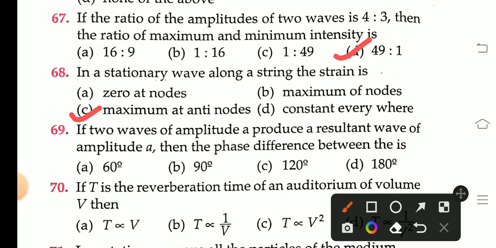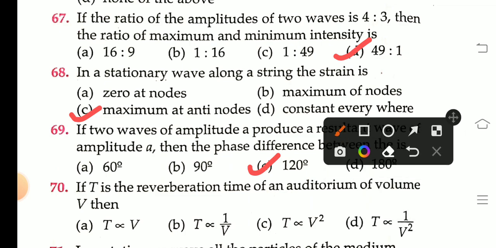Next, if two waves of amplitude A produce a resultant wave of amplitude A, then the phase difference between them is... Right answer will be option C, 120 degree.